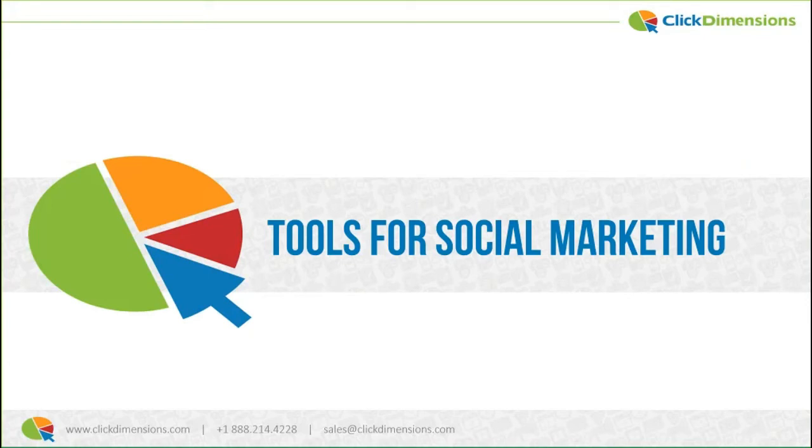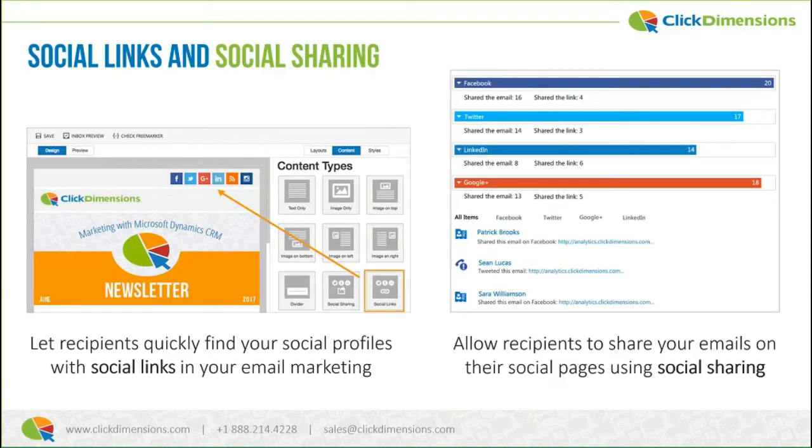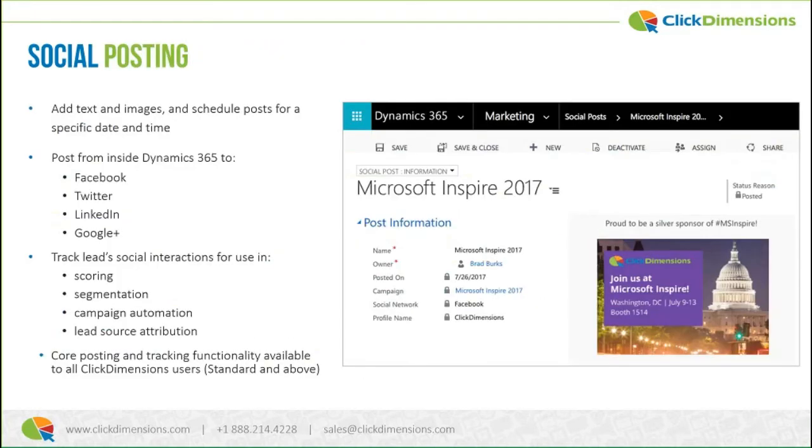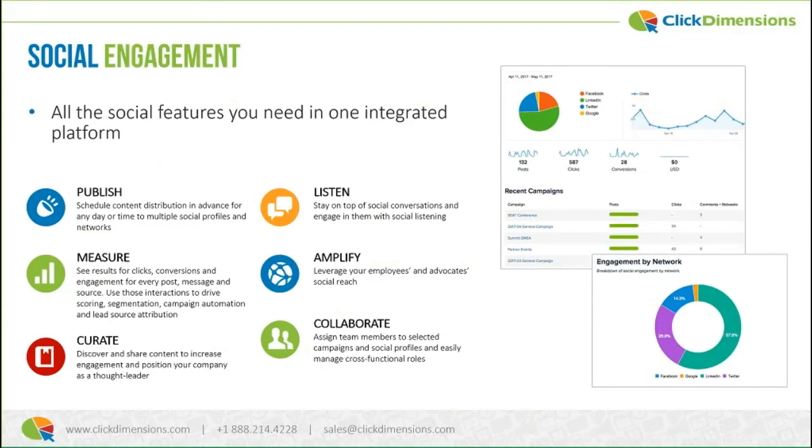So we have numerous tools around social marketing, and I'll be showing these to you in the live environment. But before I actually go in there, I want to go ahead and kind of give you a lay of the land. So Clique Dimensions has long had social functionality around social sharing through email and social link clicking. We also have recently added the ability to do social posting from within Dynamics. And then most recently, we have partnered with a B2B social platform called Octopus, and we rolled out our integration and a new module called Clique Dimensions Social Engagement, which is what we'll be showing you here in a moment.